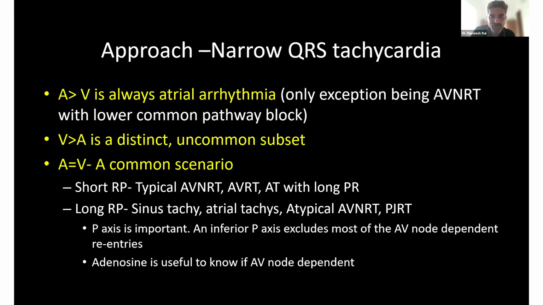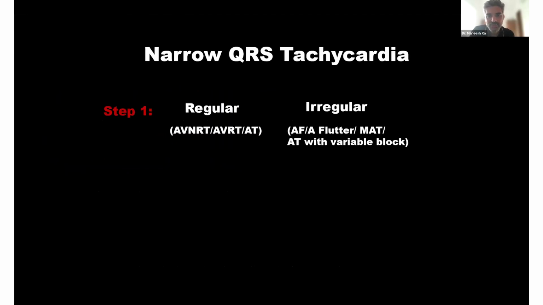These can either be short or long RP. So the first step in analyzing an SVT is to see whether it's regular or irregular. If it is irregular, it is an atrial arrhythmia: atrial flutter, fibrillation, or an atrial tachycardia. If it is regular, it's either an AVNRT, AVRT, or as I said, sometimes even an AT can appear regular.